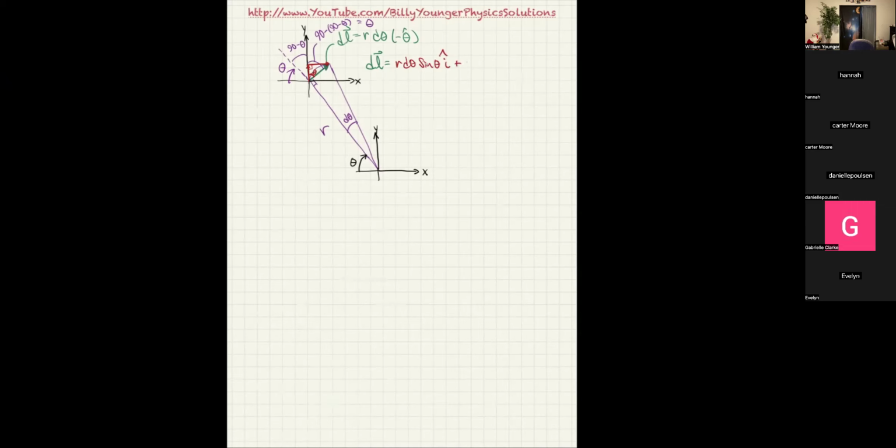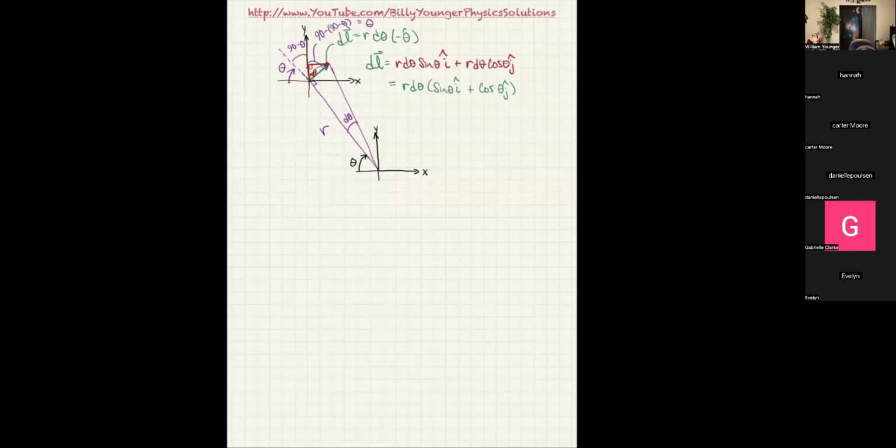And then the other one is actually going to be a positive component as well. And its length is going to be r d theta, and then that's going to be times cosine theta. And that would be in the j hat direction. Now, I don't know why I wrote that in red, but I'll go back to green. So we can now see that this is r times d theta, which is common to both of them, times sine theta i hat plus cosine theta j hat.